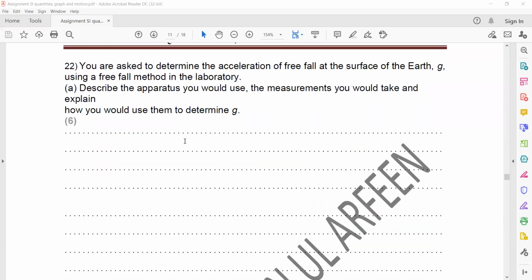Moving on to the next question, question 22. You're asked to determine the acceleration of free fall at the surface of the Earth, g, using a free fall method in the lab. Describe the apparatus you would use and the measurements you would take, and how you would use these to get the value of g. There are different ways to find this acceleration due to gravity. We can use a light gate, and we can use an electromagnet as well.